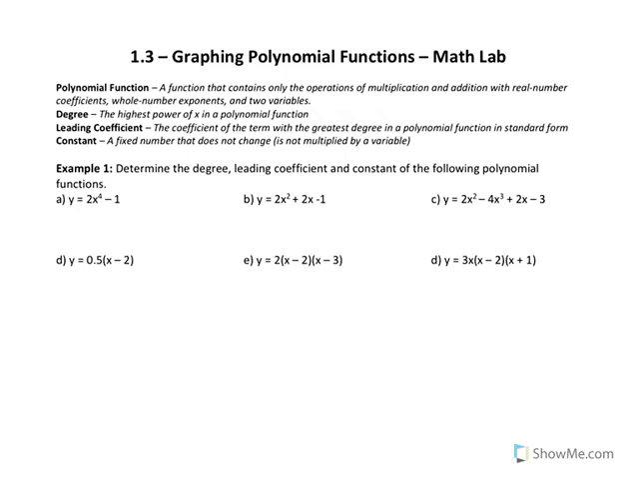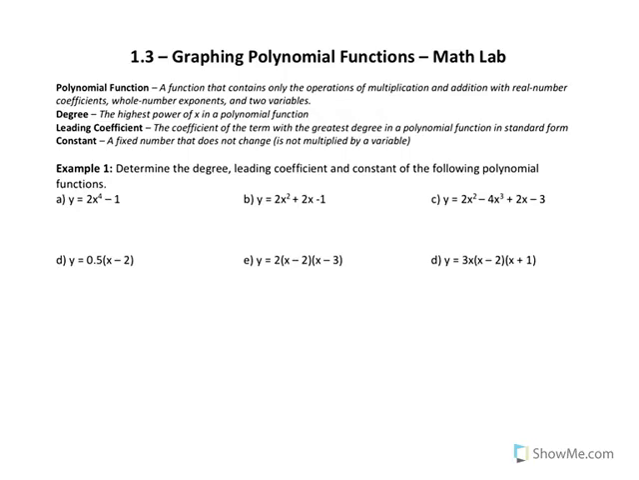Okay, so a polynomial function is a function that contains only the operations of multiplication and addition with real number coefficients, whole number exponents, and two variables. So y and x. A degree is the highest power of x in a polynomial. It determines what shape the function makes. The leading coefficient is the term that goes with the highest degree. It affects the direction the graph opens, or the end behavior. And the constant is the fixed number at the end that does not change, and it's our y-intercept.